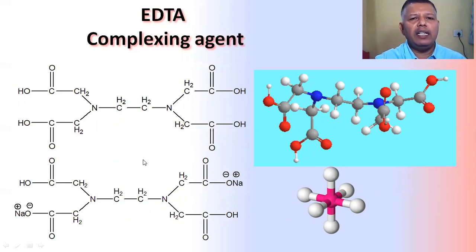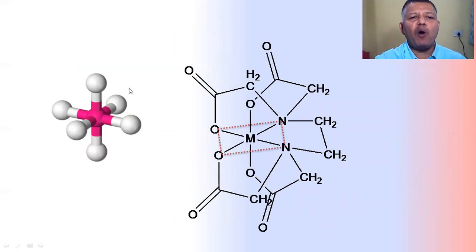Now, it interacts with the metal ion and forms the octahedral geometry. Suppose this is a metal ion, and it is connected with 4 oxygen atoms from the acetate groups and 2 nitrogen atoms from the ethylene diamine groups. It forms 2 nitrogen and 4 oxygen bonds, giving the octahedral geometry with the metal ion.